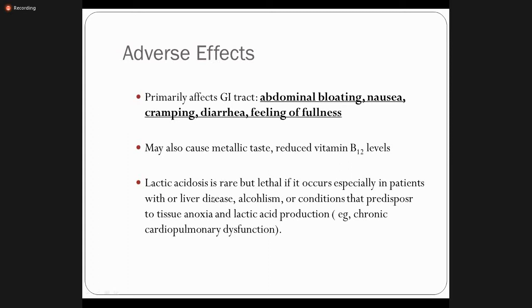Lactic acidosis is rare, right? But lethal. This is an important point. If it occurs, especially in patients who already have disease or comorbidities. So if a patient has liver disease, or is an alcoholic patient, or has conditions that predispose to tissue anoxia and lactic acid production, like chronic cardiopulmonary dysfunction, and that patient is taking metformin, these comorbidities increase the chances of lactic acidosis. So fortunately this problem is rare, but unfortunately lethal.